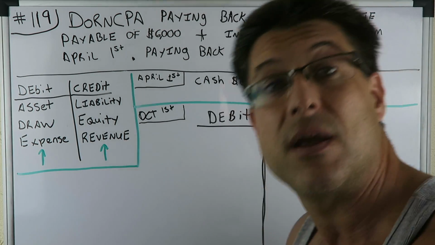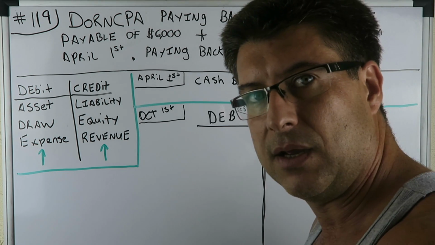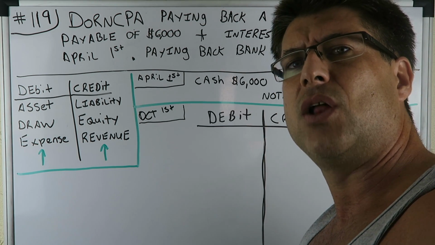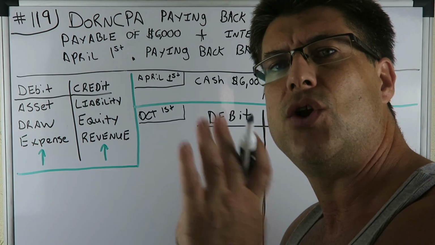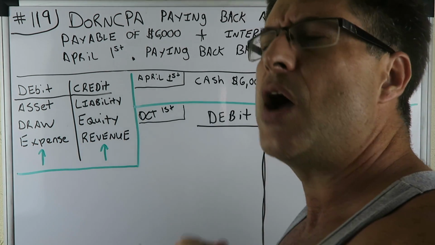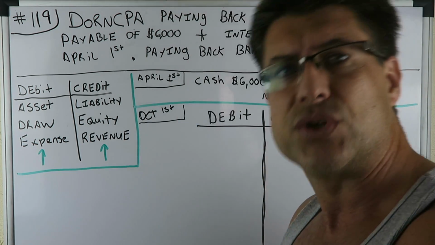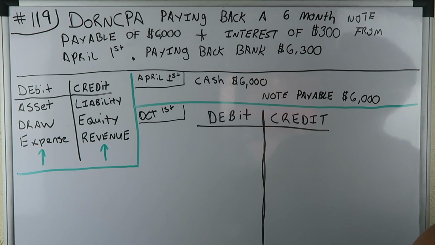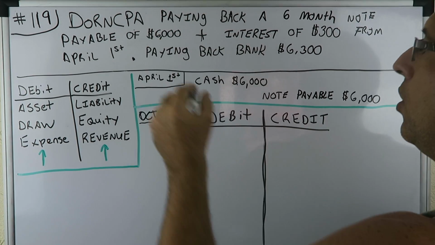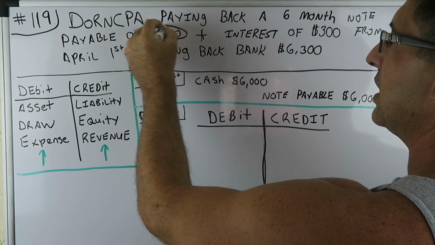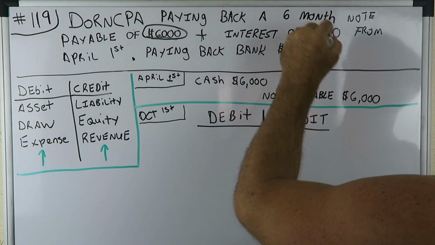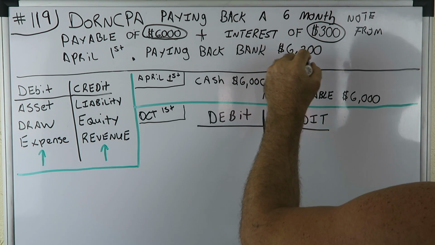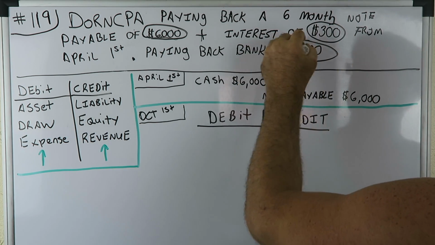We're paying this note payable. We're paying a note back. I think a loan would indicate no interest. A note usually indicates that there's interest on there. So now we're doing a note. We're paying back a note payable. We're paying back principal of $6,000 and then interest of $300 for a total of $6,300.